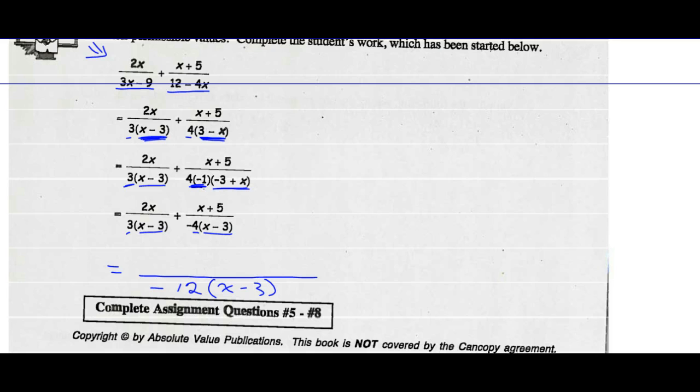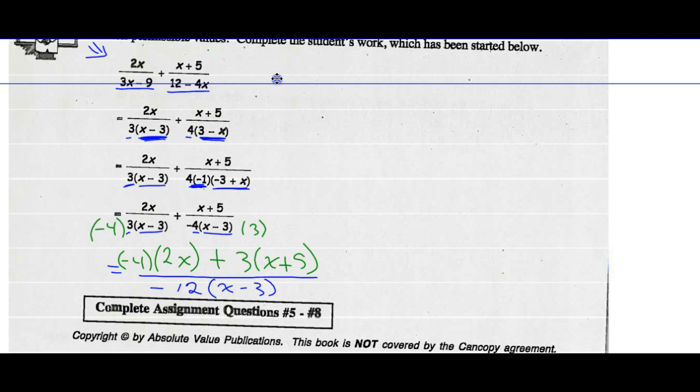Once I've got a common denominator, I now want to rewrite the numerators in equivalent form with that common denominator. So 3 times x minus 3, to make it look like negative 12 times x minus 3, I have to multiply that by negative 4. So I should multiply my numerator by negative 4 as well. And to that, we're going to add negative 4 times x minus 3. To look like negative 12 times x minus 3, that must get multiplied by 3. So I multiply my numerator by 3.